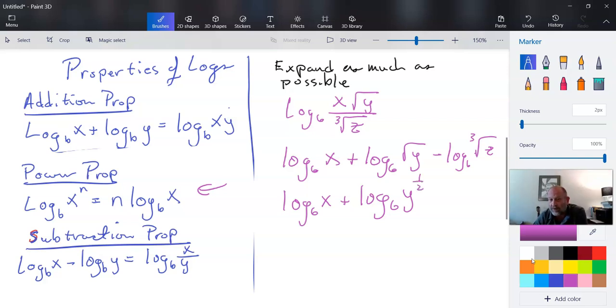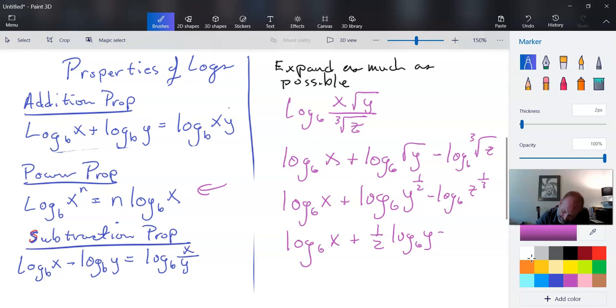Because a 1/2 power is a square root. And it would be minus log base 6 of z to the 1/3 power. So now I just need to pull these exponents out to the front. So log base 6 of x plus 1/2 log base 6 of y minus 1/3 log base 6 of z. Right, it's getting a little cramped there at the end.